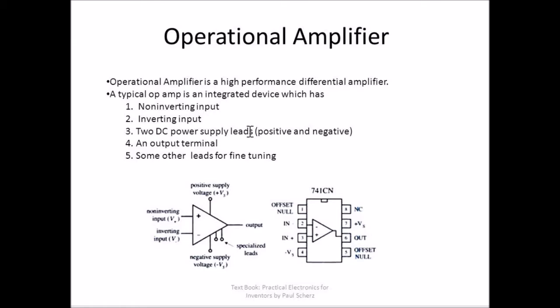So the operational amplifier is a high gain performance differential amplifier. Why is it called a differential amplifier at the beginning of this operational amplifier? Because this operational amplifier is designed using two transistors, and those transistors are connected in differential mode. That is why it is mentioned as a high performance differential amplifier.